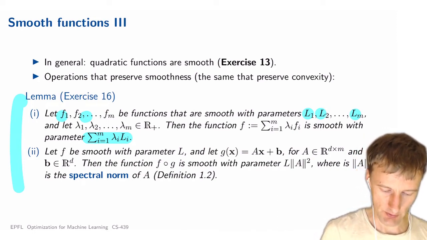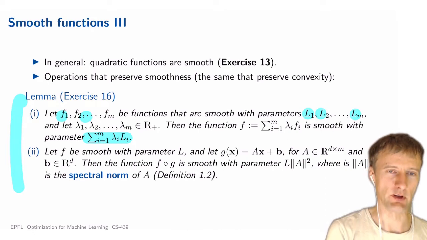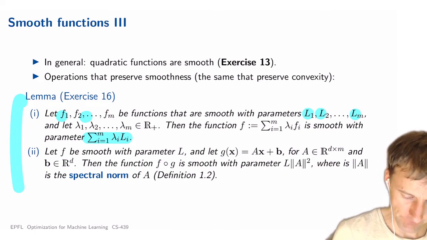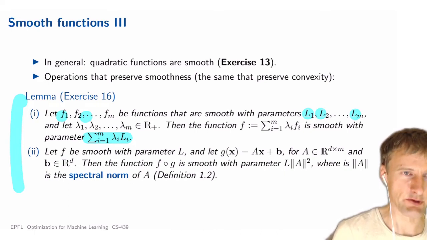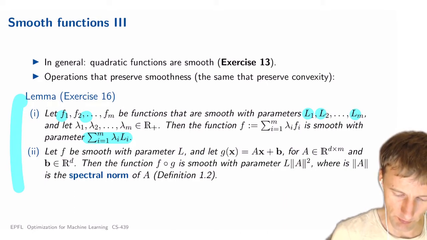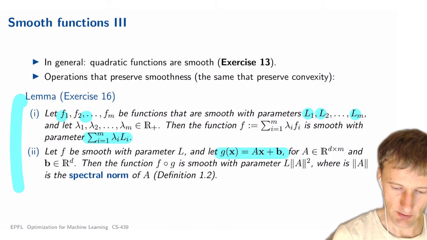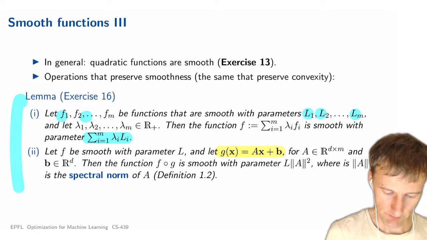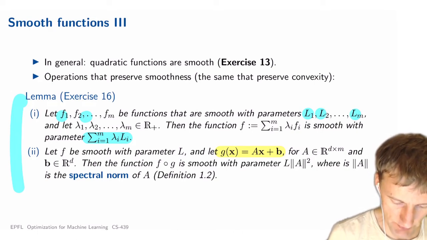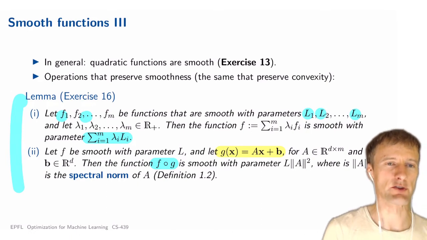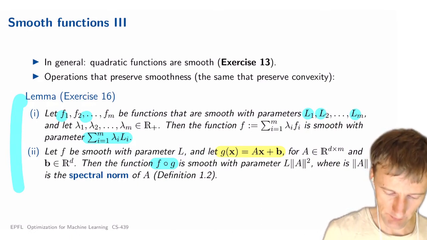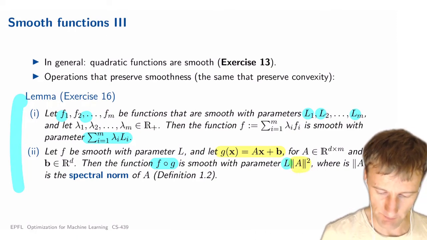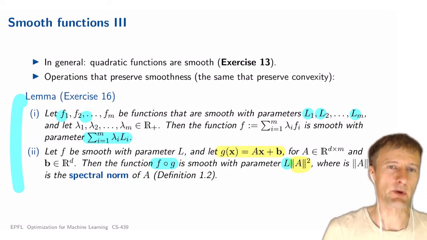Another one which I can recommend having a look at is to say what happens if I do linear functions, and then I do composition. So I have a function f which is smooth, and I form the composition of f with an affine or linear function g. What happens then? Here is the result. The function f applied after this linear function g is still smooth, but not with L alone anymore. Now it will also depend on the spectral norm of the matrix squared.